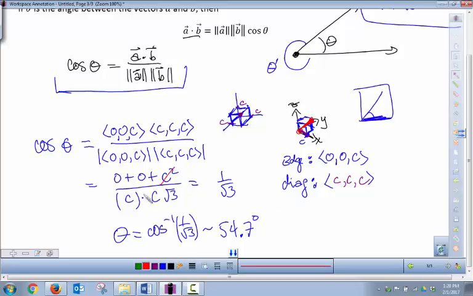I think there were some c's that canceled, and then that just left with 1 on top and square root of 3 in the bottom. Oh, here? From here to here? It's the square root of c squared plus c squared plus c squared. So that's 3c squared, and then the c squared under the square root becomes a c.